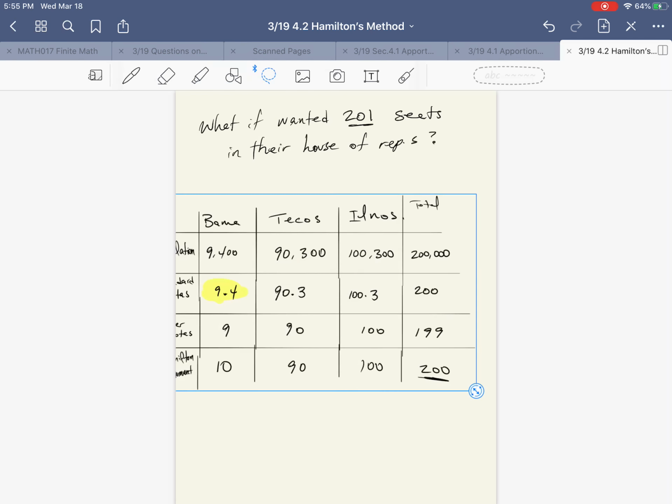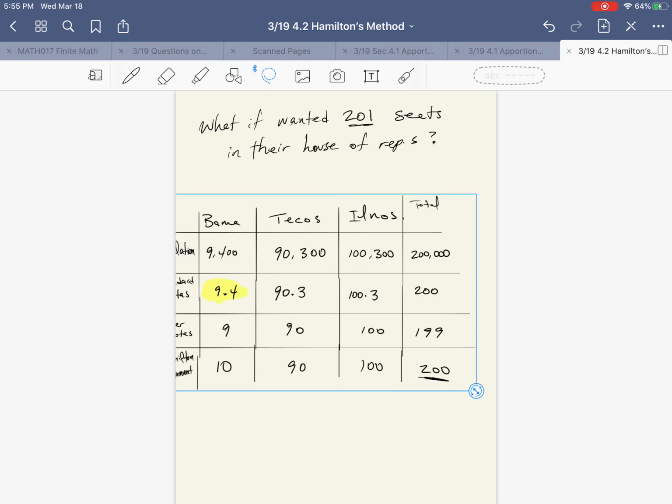So now we want, well, let's erase all of these things. The only things that haven't changed are the populations, right? Our country still has the same population. But now we want the standard quotas to add up to 201, because that's how many seats we have. Okay, so our new standard divisor is going to be the population over the number of seats. It's going to be 200,000 divided by 201.